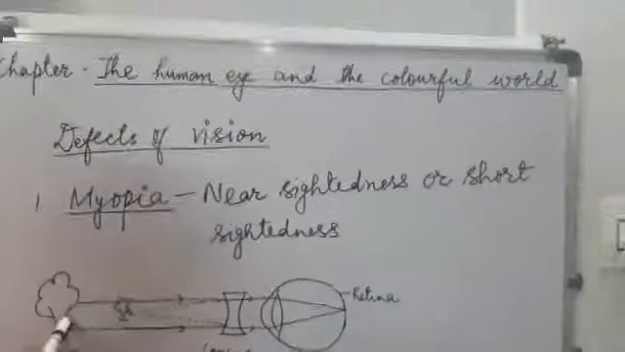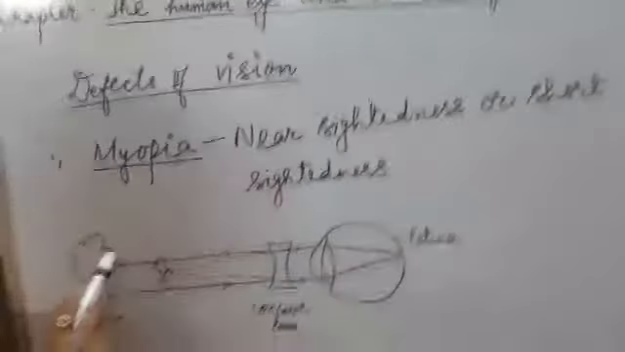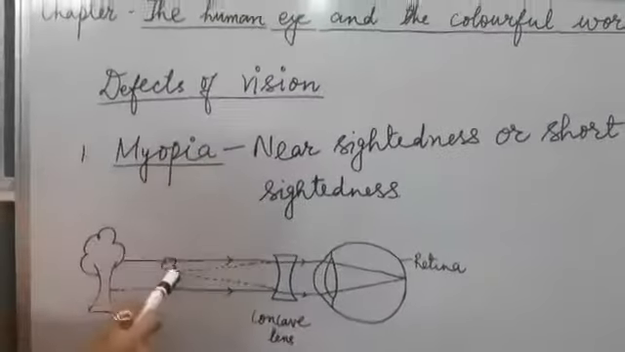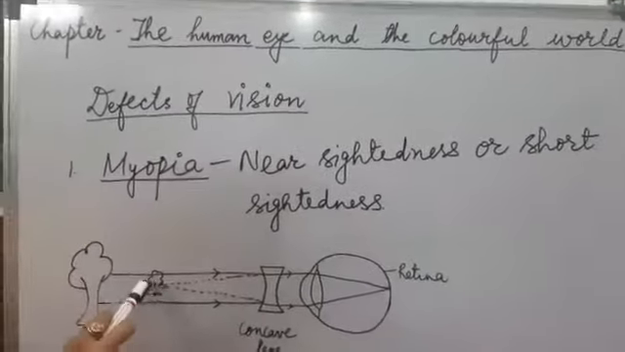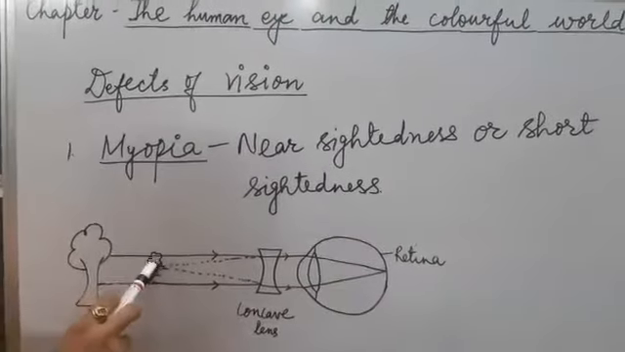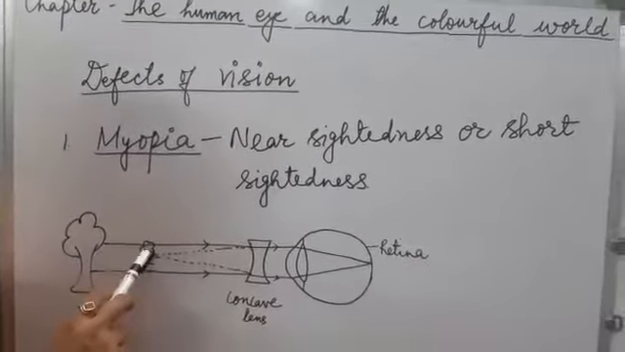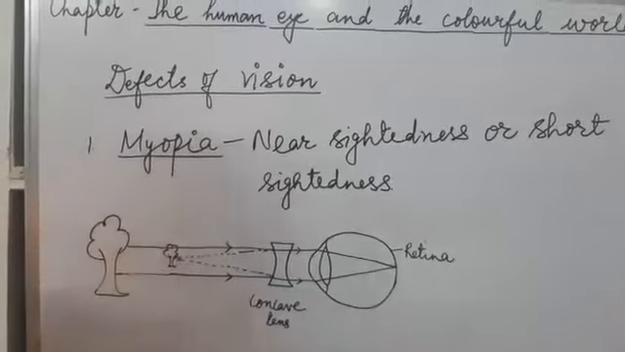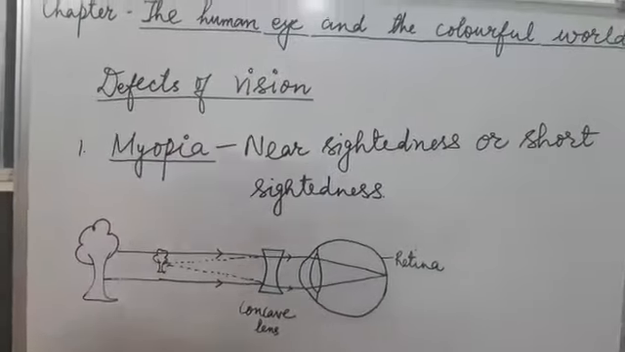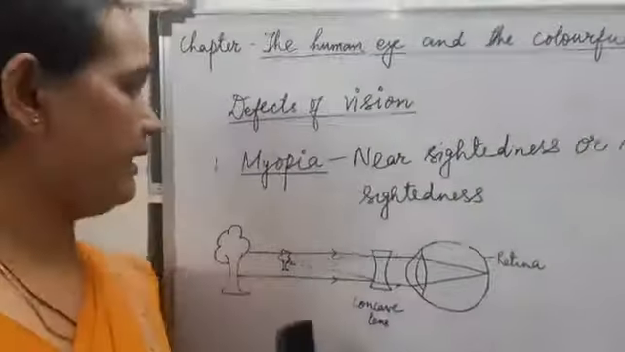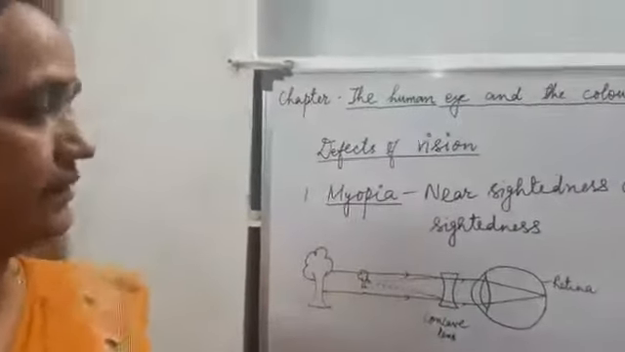So the far point, that is infinity for a normal person, is shifted nearer, and it is much nearer than infinity. So children, this is all about myopia and how to correct it.